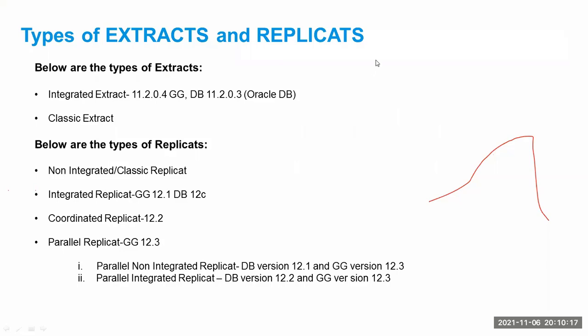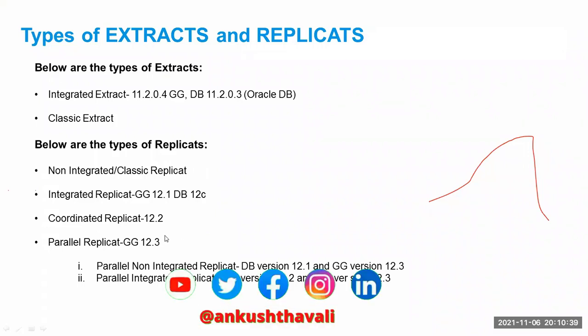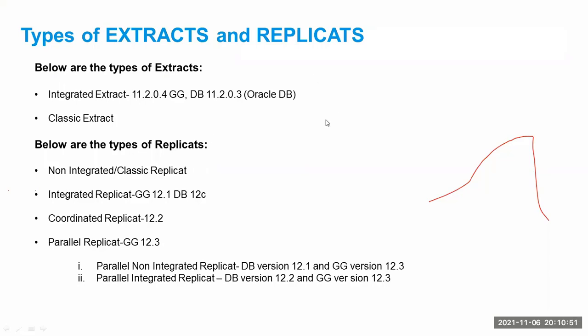The different types of extracts available are integrated extract, which is available from Oracle Golden Gate 11.2.0.4, and classic extract. The different types of replicates available are non-integrated or classic replicate, integrated replicate, which is available from Golden Gate 12.1, coordinated replicate, which was introduced in 12.2, and from Golden Gate 12.3, parallel replicate has been introduced. Parallel replicate is of two types: parallel non-integrated and parallel integrated.